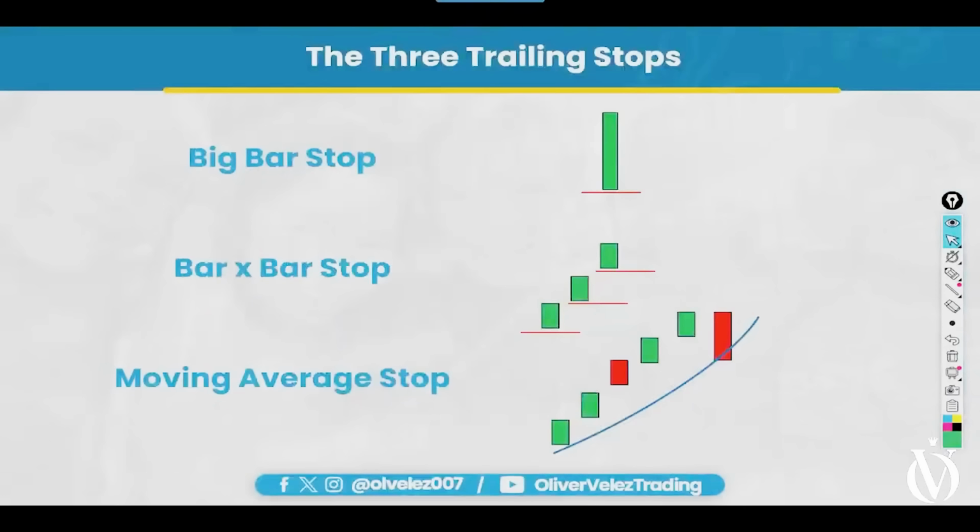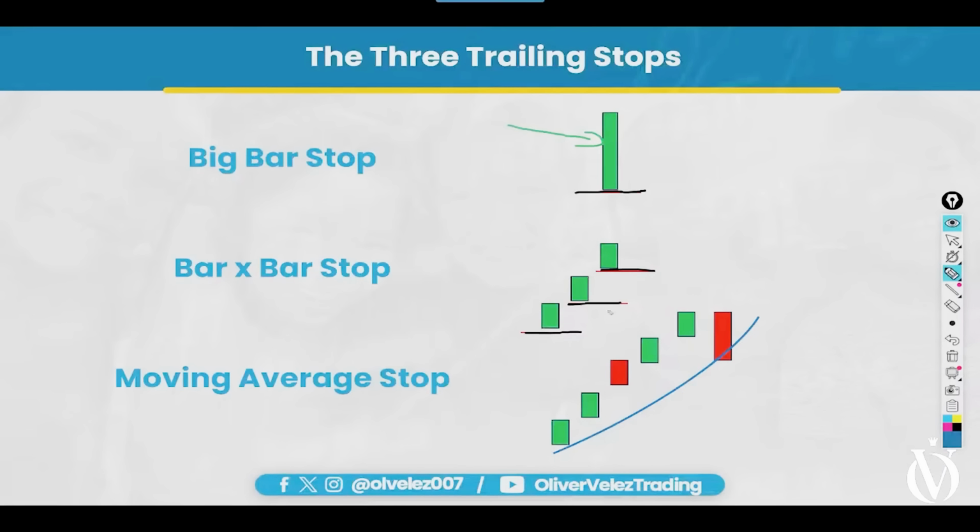Now, we teach them three different trailing stop methods, which is big bar stop. So every time they get a big bar, I want them putting their protection under the big bar. When the stock moves away from the 20-period moving average, I want them putting their protection under every bar. So let me give an example of that.